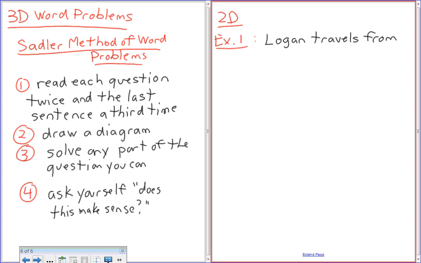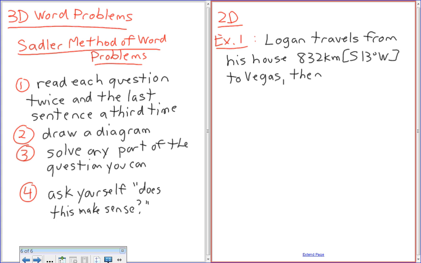Logan travels from his house. Logan, where do you want to go? Any place in the world? Vegas. Vegas, all right. We'll say 832 kilometers south, 13 degrees west to Vegas. Okay, Logan, where are you going after Vegas? And not straight home, you're going to go someplace else. Let's go Vancouver, fine.